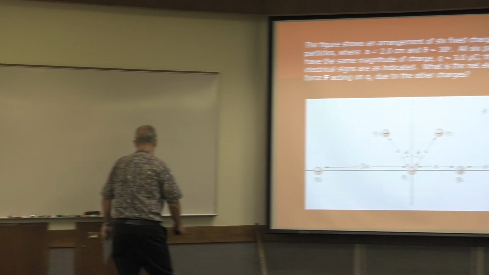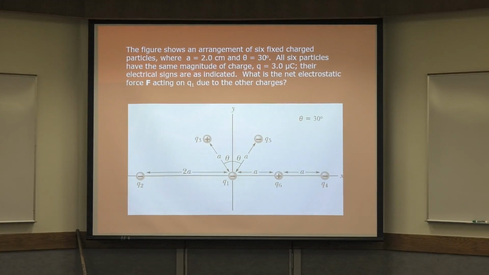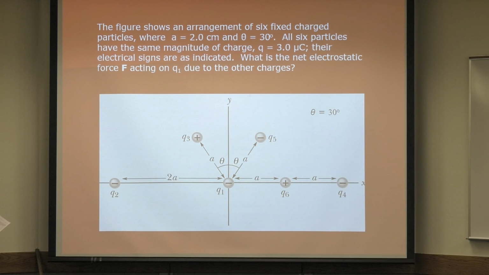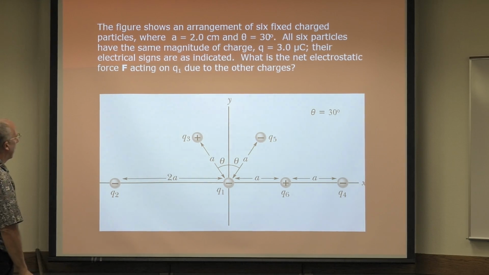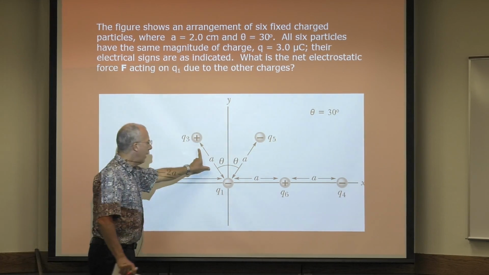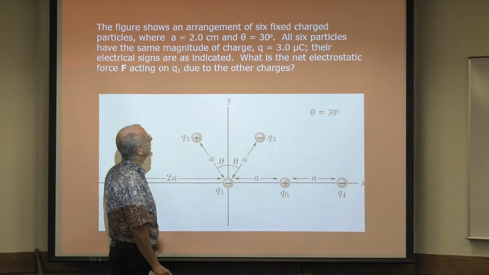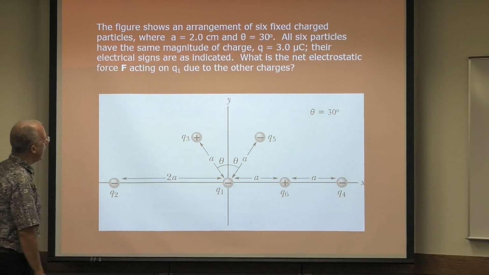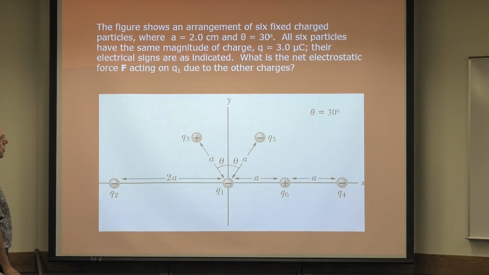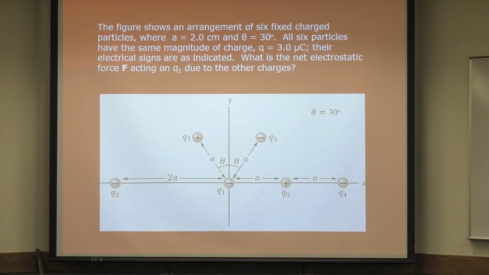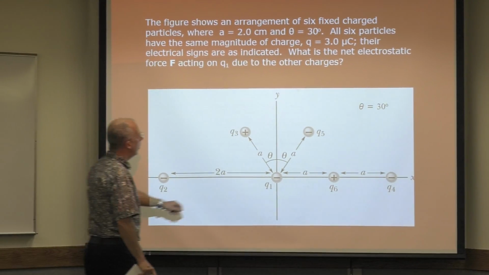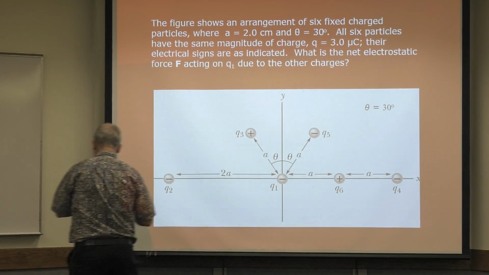All right, here's an example. The figure below shows an arrangement of 6 fixed charged particles, where this distance a is 2 centimeters and theta is a nice 30 degrees. All 6 particles have the same magnitude of charge, q equals 3 microcoulombs. Their electrical signs are as indicated. What is the net electrostatic force F acting on Q1 due to the other charges?